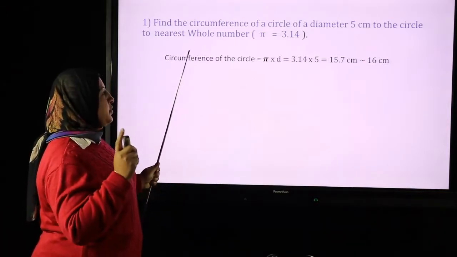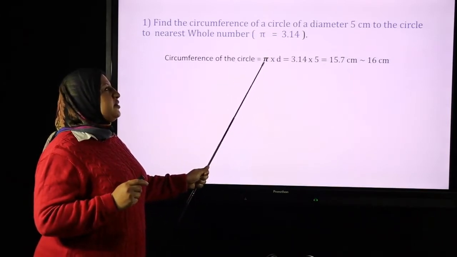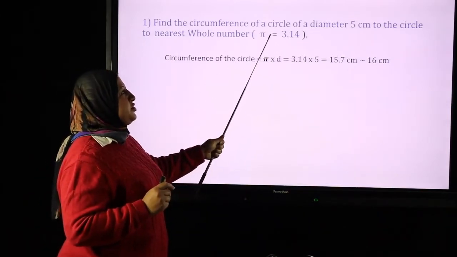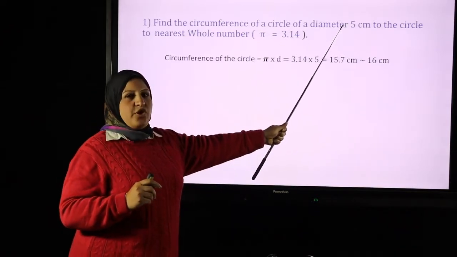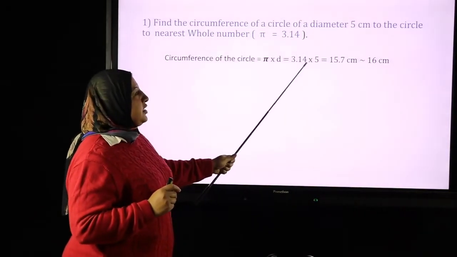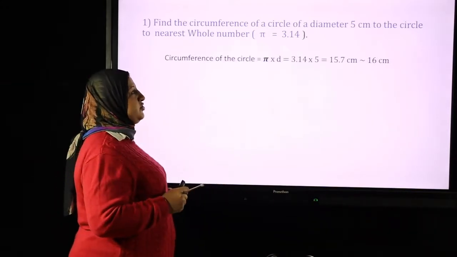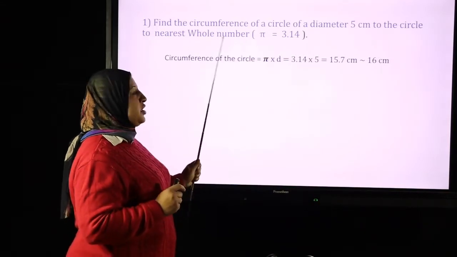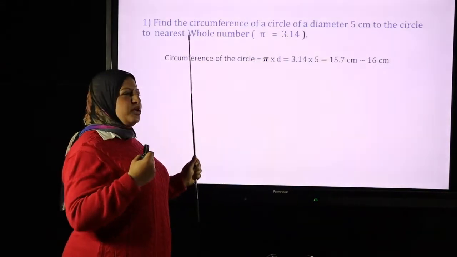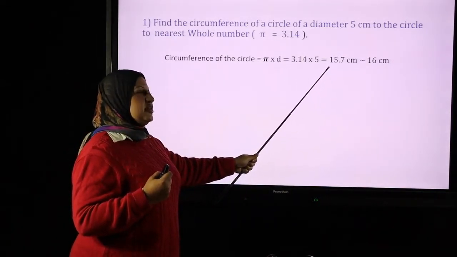The magic triangle number 1, because I have here the diameter: circumference equals pi times diameter. Pi here equals 3.14 from the exercise, times diameter equals 5. Equals 3.14 times 5 equals 15.7 centimeters. Don't forget to get the approximation to the nearest whole number. Whole number means unit. So I have to make approximation to the nearest unit.